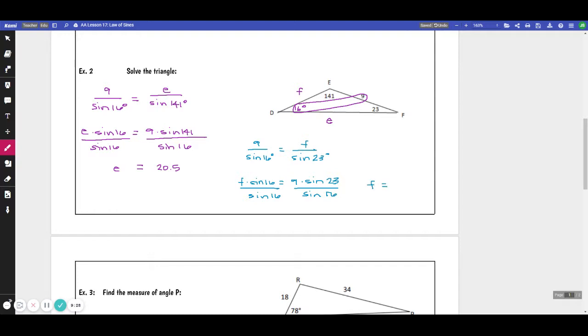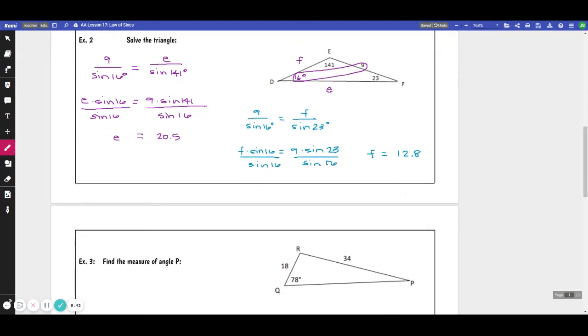F equals all of this entered into your calculator. Remember, at some point, you need to double check and make sure that you're getting the same answers that I am, so that you're entering it into your calculator correctly before quiz time. 12.8. So that was solving for sides.